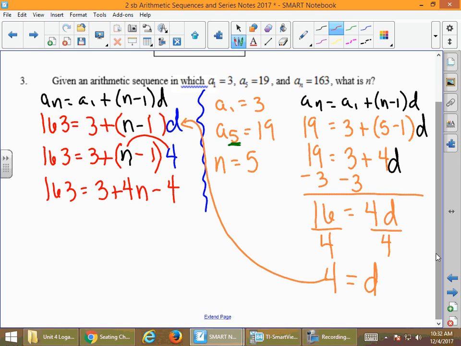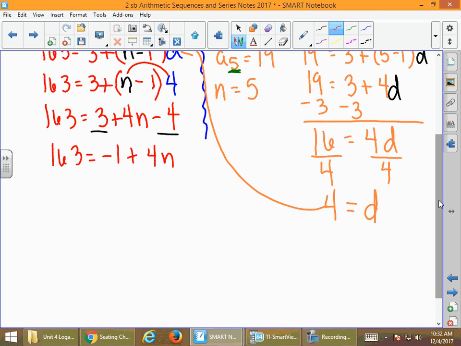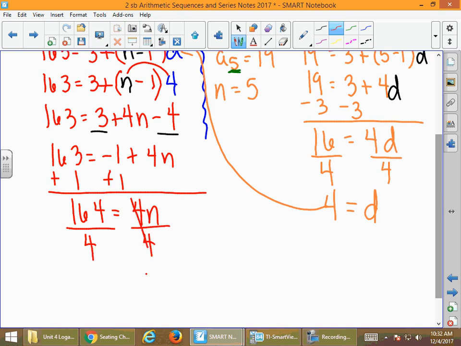Combine like terms over there on the right side. So we have 3 minus 4 here, which is negative 1. Plus 4n. We're close. Some of you are even ahead of me. We can add 1 to both sides. We get 164 equals 4n. And finally, when we undo that operation, divide by 4, we get 41.